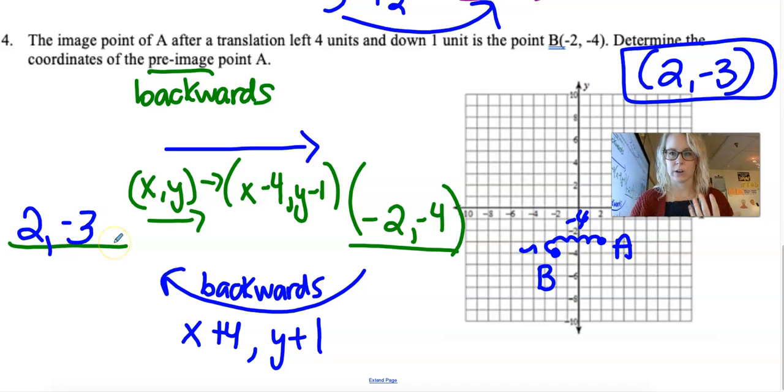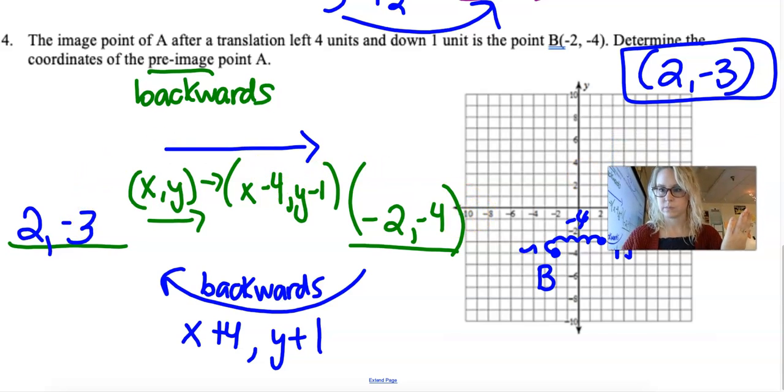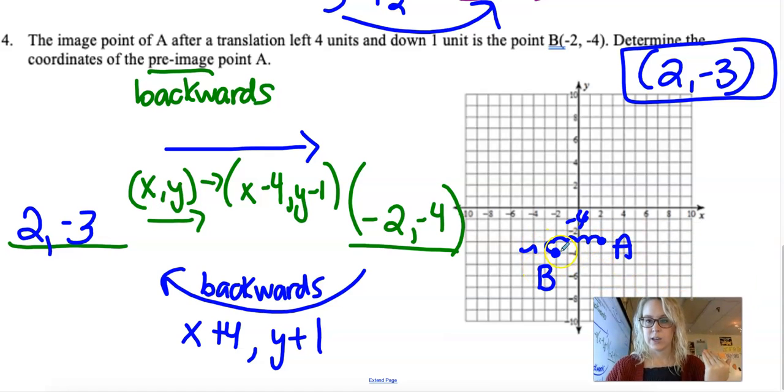And then you can check your work. You could also guess and check. So (2, -3): if I go to the left 4, do I get -2? Yes. And if I go down 1 from -3, do I get -4? Yes. You can also use the graph to see B is here, and doing the opposite will get you in the other direction. Okay? So that's how you would work in reverse order to find the pre-image. They give you the pre-image, go forward. Image, go backwards. Okay? All right, thanks for paying attention on transformations and compositions of them.